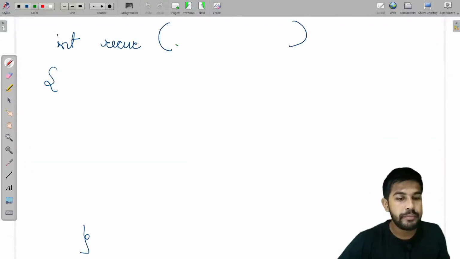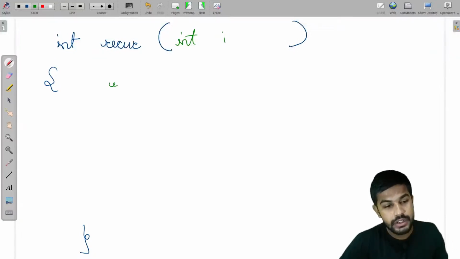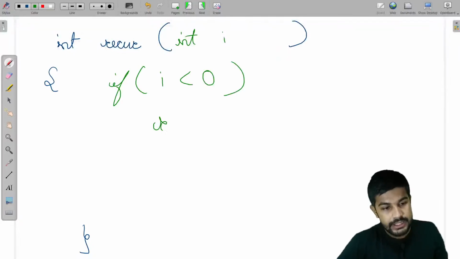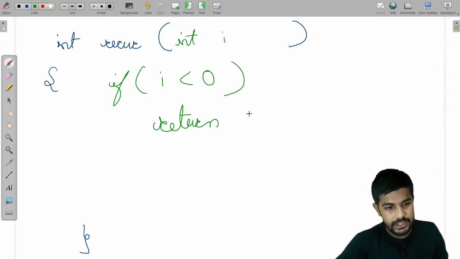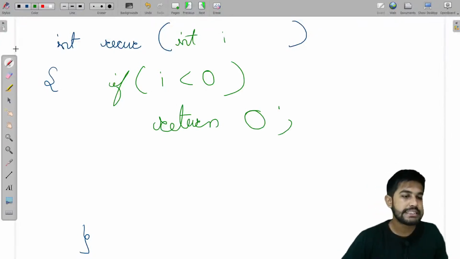So we would be writing int i itself. Good to go. Now if the number of stairs is less than 0, then we would return 0. If i is less than 0, then return 0. Okay, this is the base case.